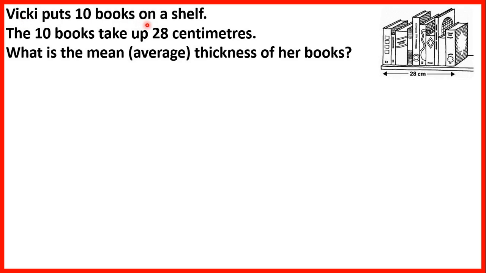Vicky puts 10 books on a shelf. The 10 books take up 28 centimetres. What is the mean, average, thickness of her books? So to find the mean, we divide the total by the number of things that we have. So we need to work out 28 divided by 10. That's 2.8. So the mean is 2.8 centimetres.